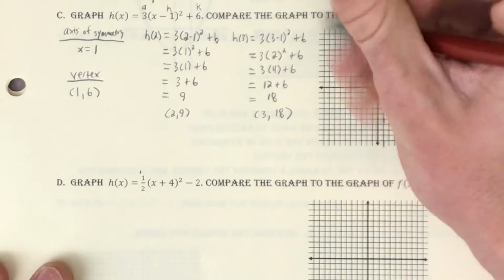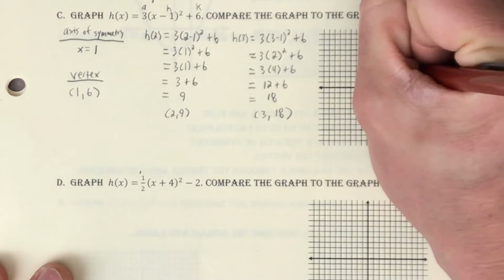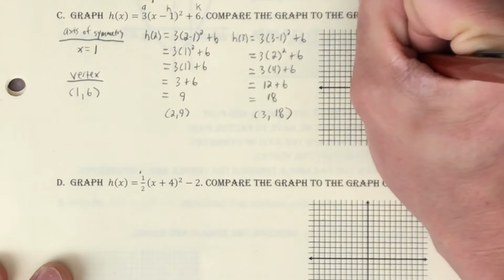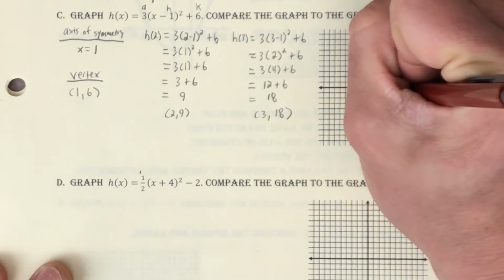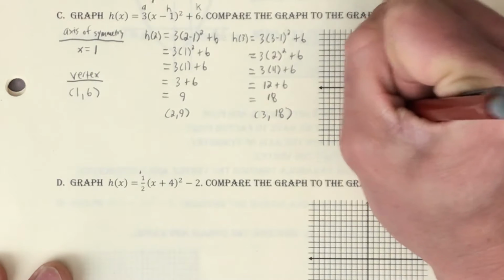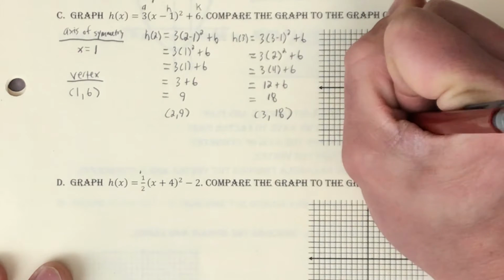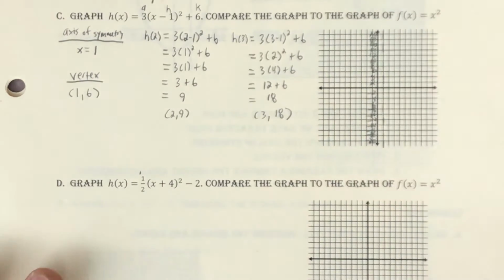So I'm going to make my y-axis counting by 2s. So 2, 4, 6, 8, 10, 12, 14, 16, 18, 20. Going down, -2, -4, -6, -8, -10, -12, -14, -16, -18, -20.